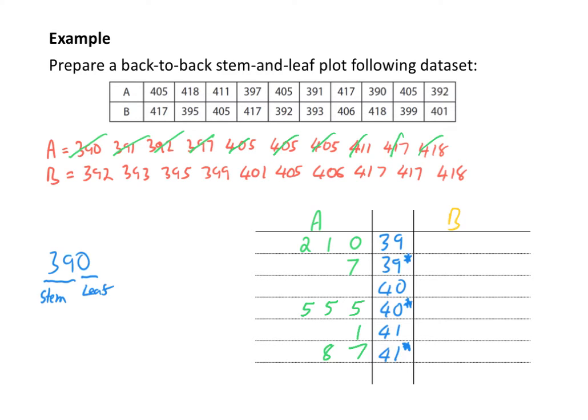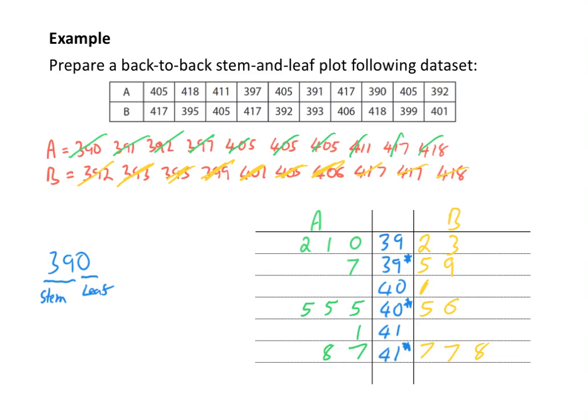So I want to do the same thing for dataset B. This time when I'm adding in my leaves, it's going from left to right in ascending order. So I've got 392 and 393, so putting in my 2 and my 3. Then I've got 395 and 399. Then I've got 401, 405, 406. Then I've got nothing in my next line. And then in my last line, I've got 417 twice and 418. So I've now completed putting in my leaf values.